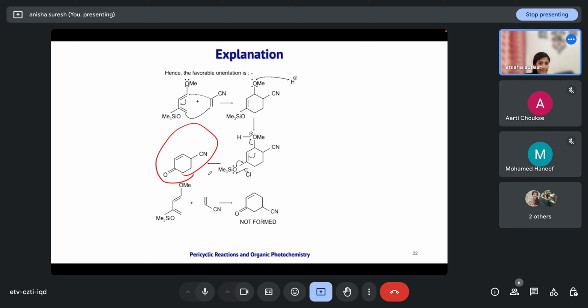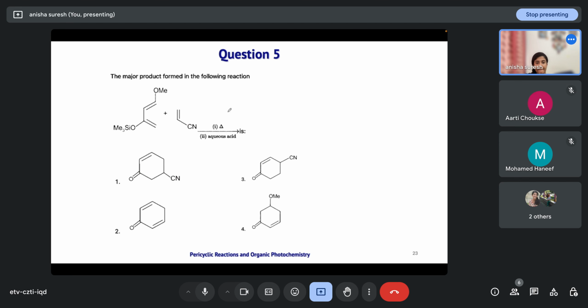Okay, this regioisomer will not be formed because this is the electron rich center and this is the electron deficient center. So the orientation should be in such a way that only this product will be forming. Clear? Yes, ma'am. Okay. So the final product will be option 3.